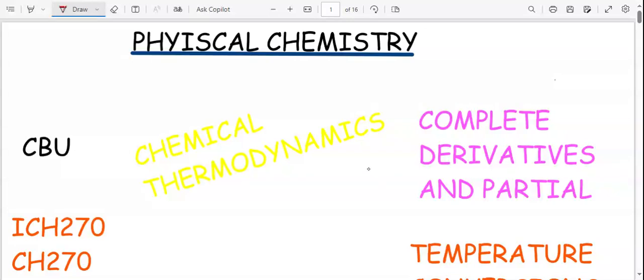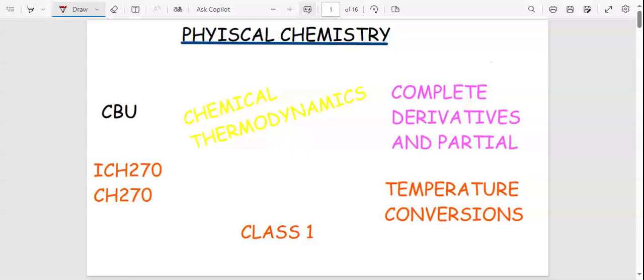All right. We are going through physical chemistry. For those who missed the last lecture we had, this is now an opportunity for you to at least grasp one or two things. In it, we looked at complete derivatives, partial derivatives, temperature conversions, chemical thermodynamics, everything like that. So we'll talk through all those things. Okay. So that is it.